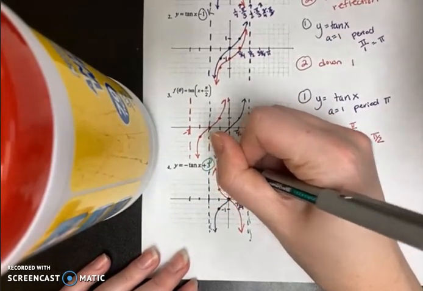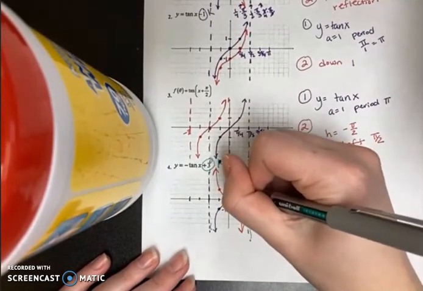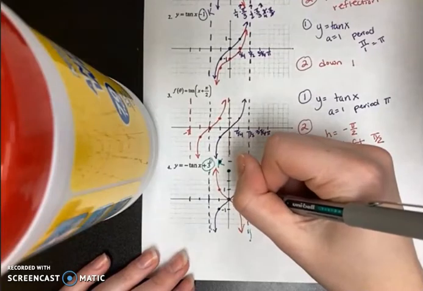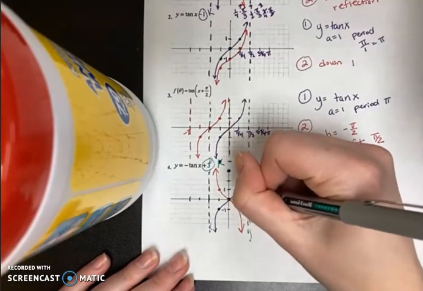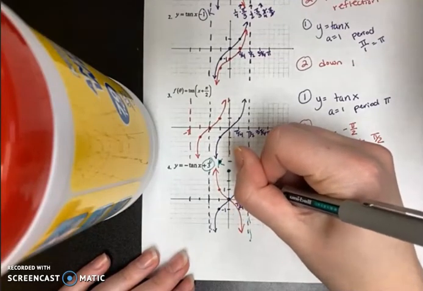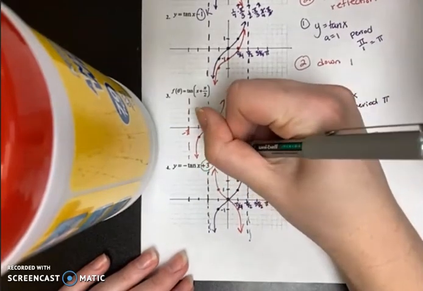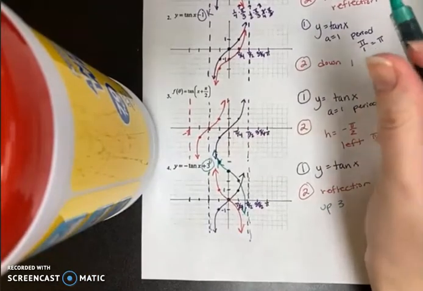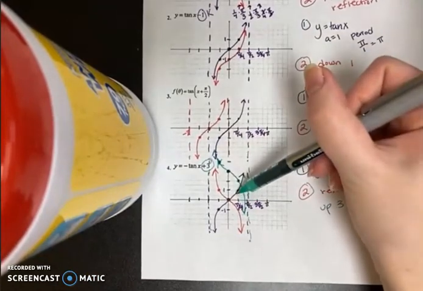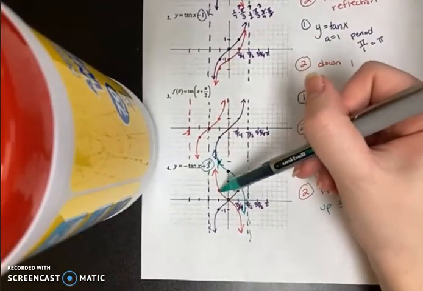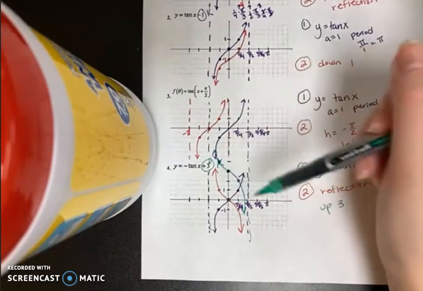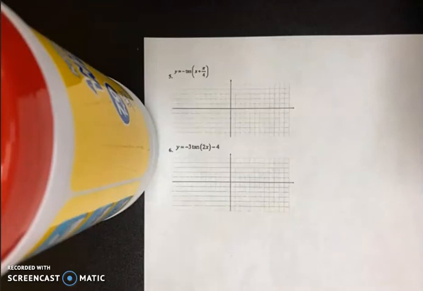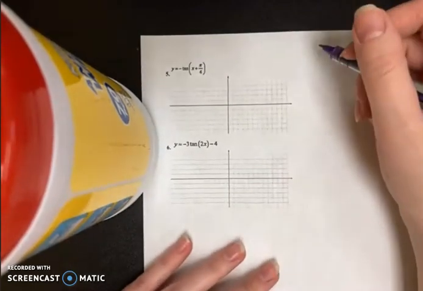Had you used a scale of 1, this could look a little bit different. 1, 2, 3. By the way, make sure you're using your red graph and moving it up 3, not the purple. So purple was the original, red was after the reflection, and then moving the red up 3 units gave me my green graph.